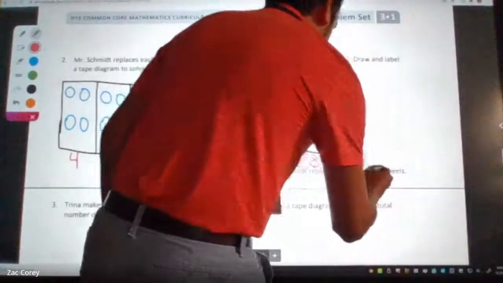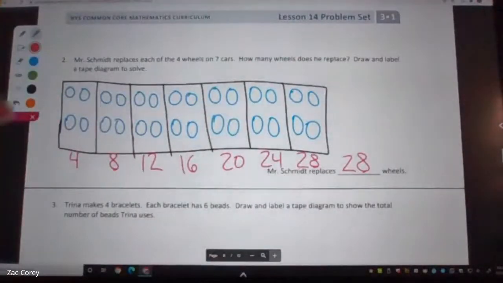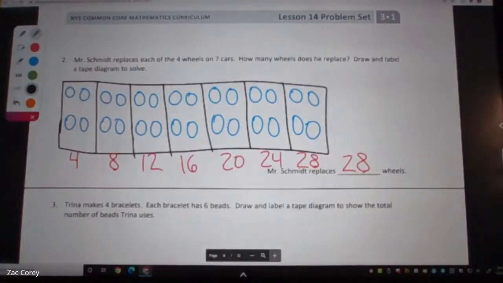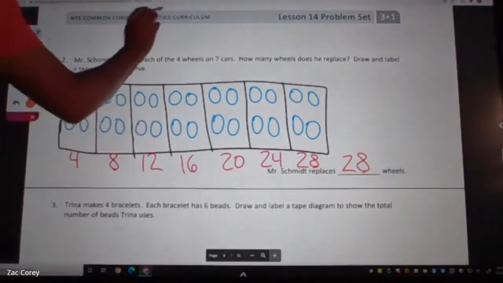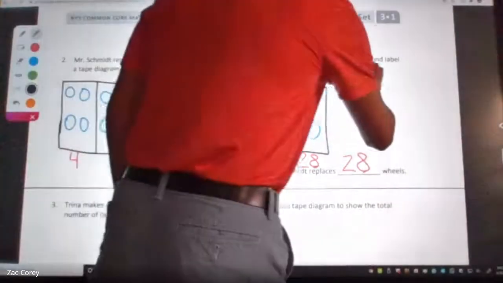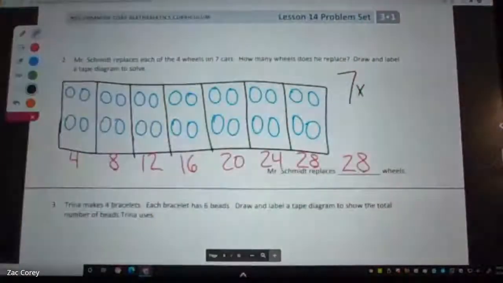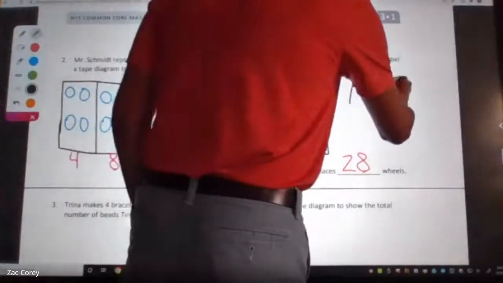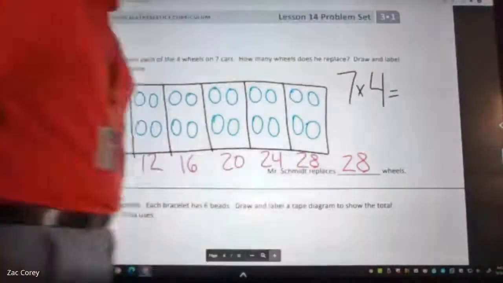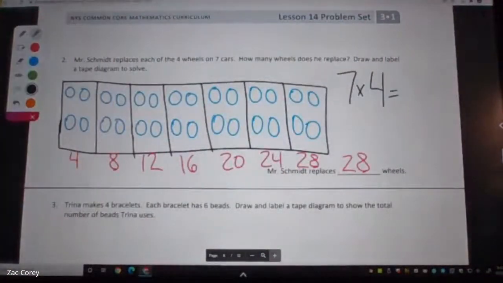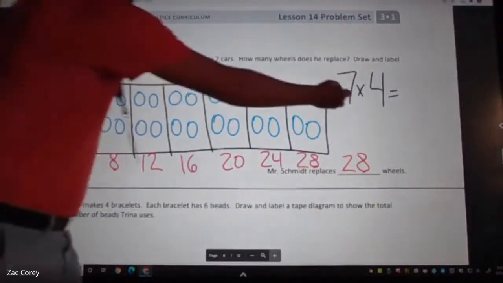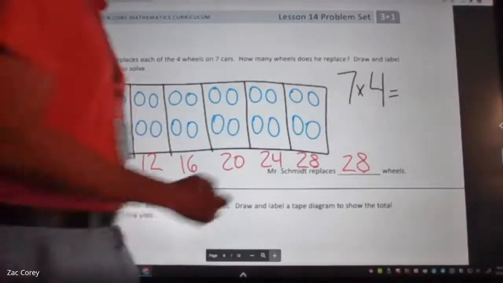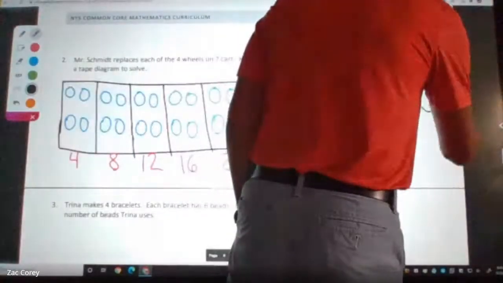To write a multiplication expression, doesn't ask us to do it, but let's do it anyway. To write a multiplication expression, we could do 7 cars. Talking about 7 cars times how many wheels per car. 1, 2, 3, 4 tells us that. So we could do 7 times 4. And that tells us we need to skip count by 4 7 times, which we just did. So if we do 7 times 4 and skip count, that'll give us the same answer of 28.